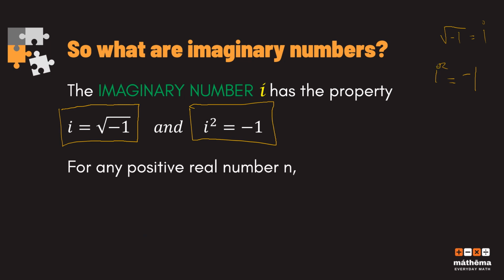And then, for any positive real number n, the square root of negative n is equal to i times the square root of n. Later, we will have an example for us to better understand this concept.